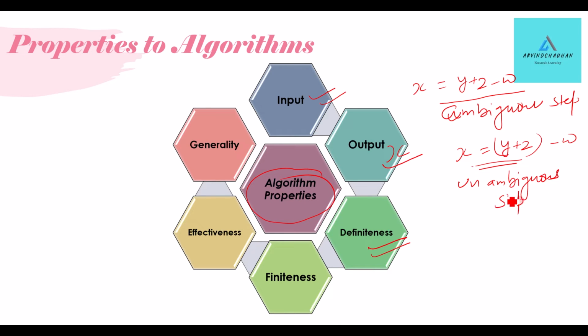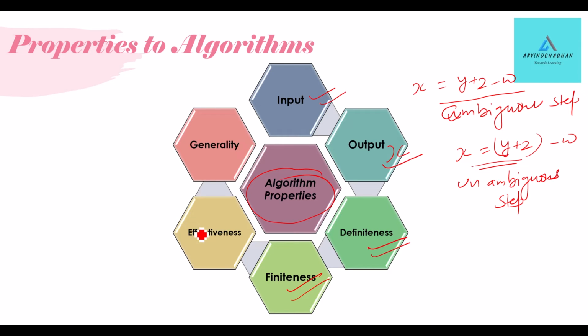So next is finiteness. Finiteness means if we trace out the instructions of the algorithm, then for all the cases the algorithm will terminate after a finite number of steps. So if our algorithm has 10 steps, then it should terminate after executing these 10 steps. Our algorithm should terminate after a finite number of steps. It will not take an infinite amount of time as well, right? So that is finiteness.